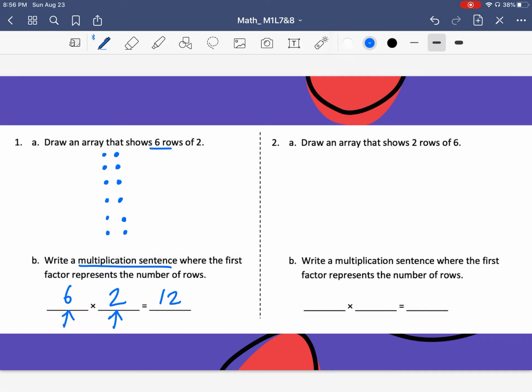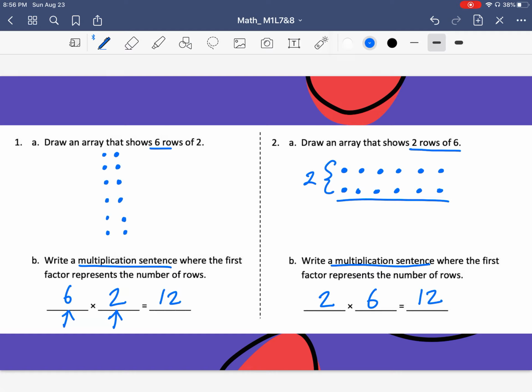Number 2, draw an array that shows 2 rows of 6. Now I'm going to draw my rows, but I'm only going to draw 2 rows because that's all I have. And in each row, I'm going to draw 6 dots. And I'm going to write down the multiplication sentence one more time. But for this one, I'm going to put 2 here because that's the number of rows. And I'm going to write down 6 because in each row we have 6 dots. And in total, we have 12.